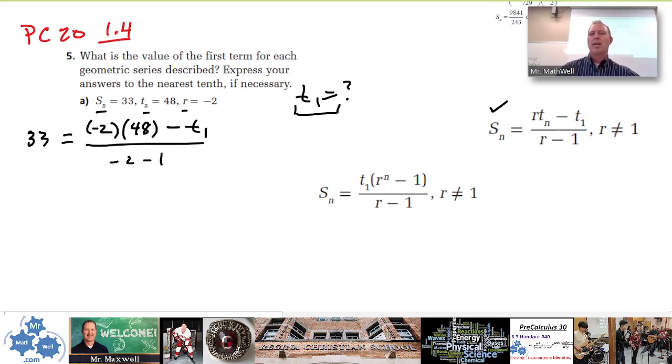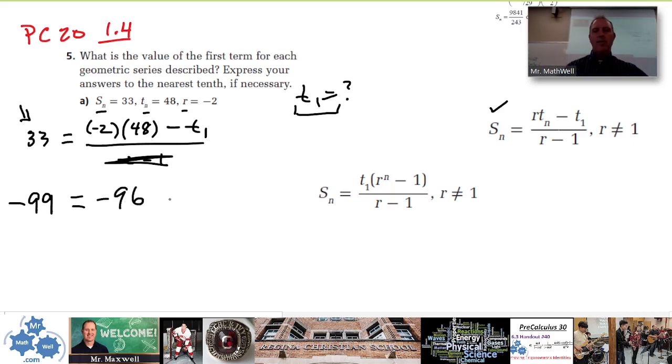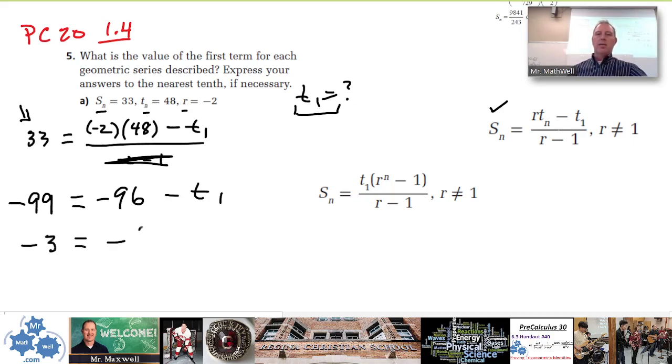If I multiply negative 3 both sides, that's like multiplying this by negative 3, and then this is gone, right? So that's going to be negative what? Negative 99. And what's this? 2 times 48 is negative 96, minus T1. Is everyone okay with that, what I just did there? Okay, so if we add 96 to both sides, I get negative 3 equals negative T1. And of course, divide both sides by negative 1, I get 3 equals positive T1.